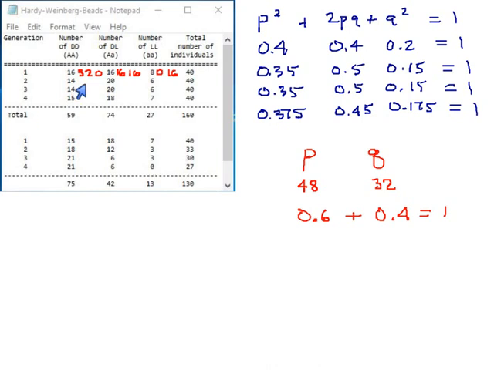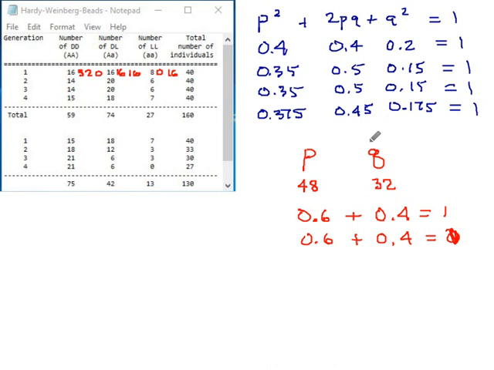Now, if I do that for every other generation, because I was working with the same set of beads every single time, these numbers are not going to change at all. I didn't add any new beads to the table. I didn't take any off. It's going to be 0.6 and 0.4 for every single generation, so this question's a little bit boring.